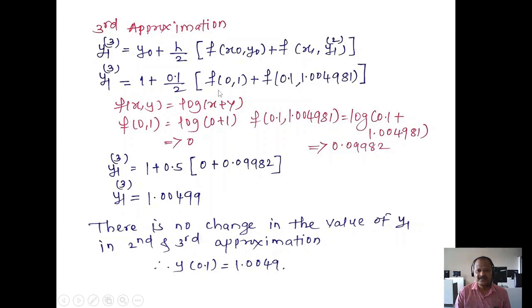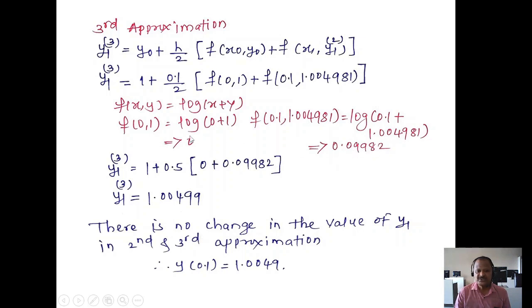1.004981. Now we have to find the value of this function as well as this function. The function is given by f of x comma y is equal to log of x plus y. So f of 0 comma 1, where x is 0 and y is 1, the answer is 0. Then we have to find the function value of f of 0.1 comma 1.004981. You can put this in the equation log of x plus y, so log of 0.1 plus 1.004981. The answer is 0.09982.